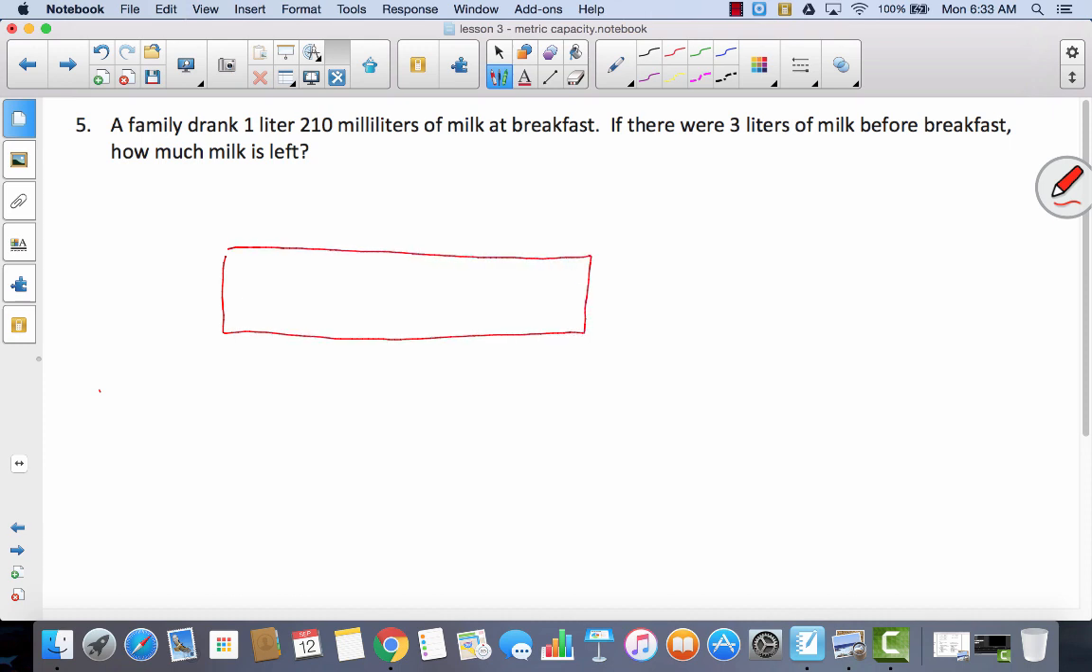Let's think about this. Do we know the total? Well, we know that there were a total of 3 liters before breakfast. That's going to be our total. And we know that the family drank 1 liter, 210 milliliters at breakfast, and we're trying to figure out how much milk was left. I'm going to go ahead and use M as my variable. So if I know the total and I know a part, what am I going to do to find the missing part? I'm going to use subtraction, right? So I want you to go ahead and solve the rest of this problem using whatever strategy you want to. I think I'm going to use a subtraction algorithm, and then I want you to write your answer as a statement.